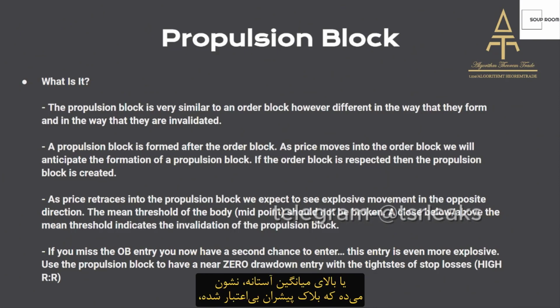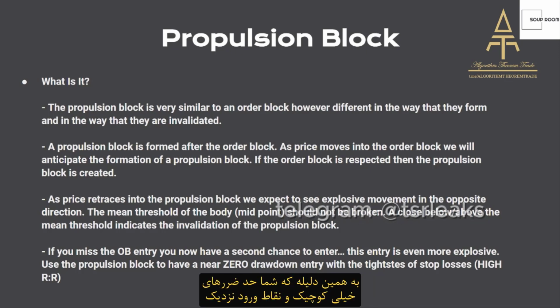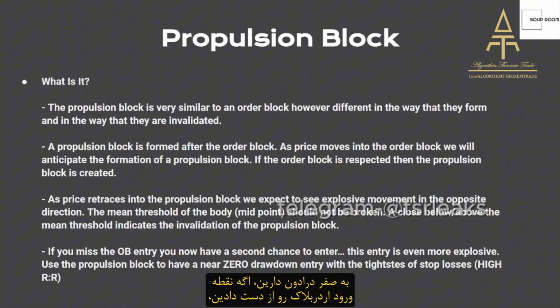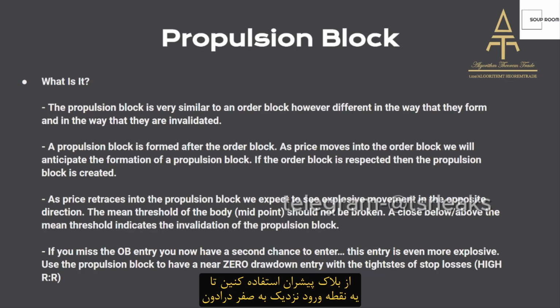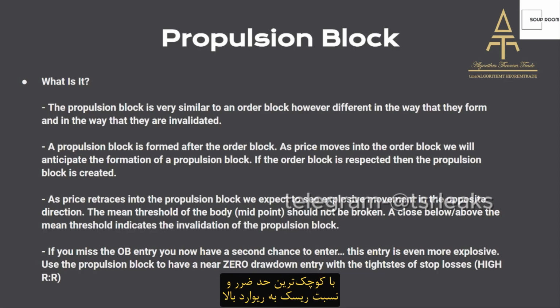A close below or above the mean threshold indicates the invalidation of the propulsion block, hence why you will have very tight stop losses and near zero drawdown entries. If you miss the order block entry, you now have a second chance to enter the price. This entry is even more explosive. Use the propulsion block to have a new near zero drawdown entry with the tightest of stop losses, high risk to reward ratios. Okay?